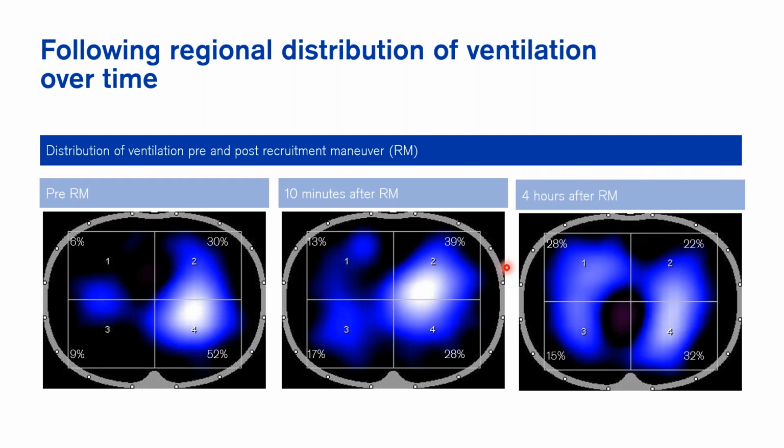We can still see how the ventilation changes shortly after the recruitment maneuver, and we can still see the changes even in the longer term after the recruitment maneuver. So basically, we can continuously monitor the changes in the patient's ventilation status, and we can immediately see the results of the therapeutic intervention, be it a recruitment maneuver, proning, bronchoscopy, or any other intervention.